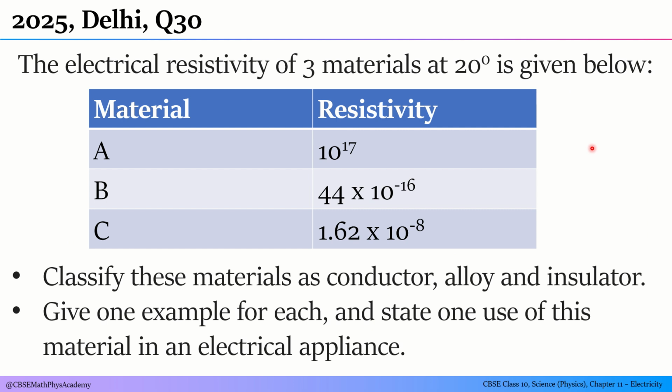Then the second question is, the electrical resistivity of three materials at 20 degrees is given below. A, B, C, these are three materials. One of them has 10 power 18, 44 into 10 power minus 6, 1.62 into 10 power minus 8. Classify these materials as conductor, alloy and insulator. Give one example for each and state one use of this material in an electrical appliance.